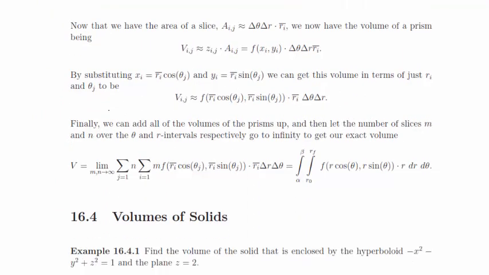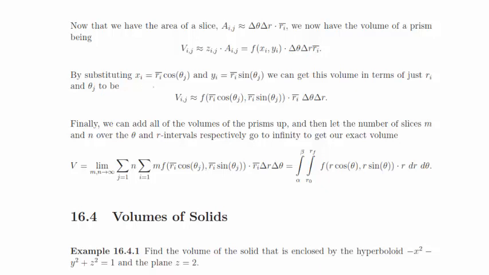Now that we have the area of a slice, A sub I comma j is approximately delta theta delta r times r sub I bar. We now have the volume of a prism being simply taking that area and multiplying it by its height, so that the volume sub I comma j is approximately z sub I comma j times capital A sub I comma j. And z sub I comma j is f of x sub I comma y sub I, so this equals f of x sub I comma y sub I times delta theta delta r r sub I bar.